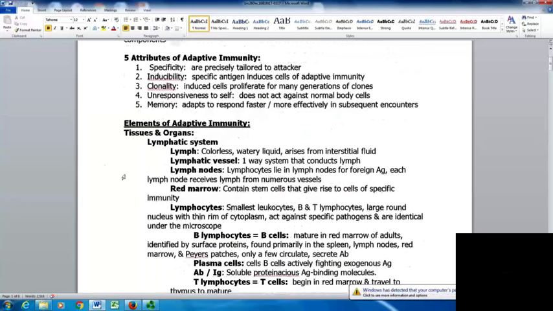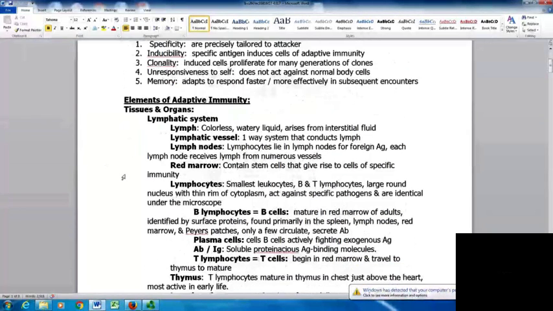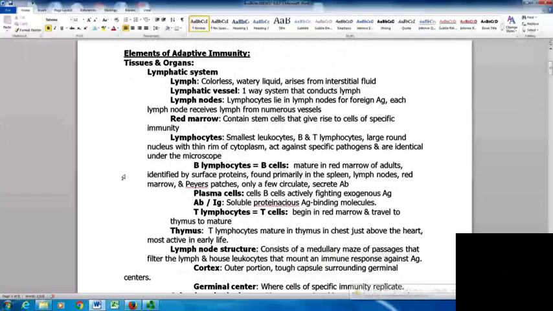So we'll look at the elements of adaptive immunity, your tissues and your organs. First is the lymphatic system. The lymph is going to be a colorless watery fluid that arises from the interstitial fluid. Your lymphatic vessels are going to be a one-way system that are going to conduct lymph. It's going to try and bring it back into the bloodstream to the heart.